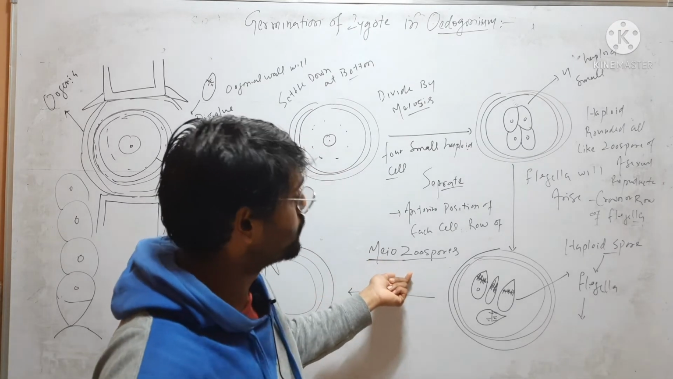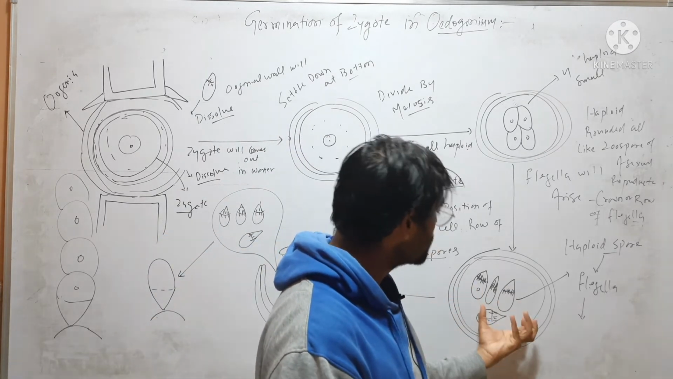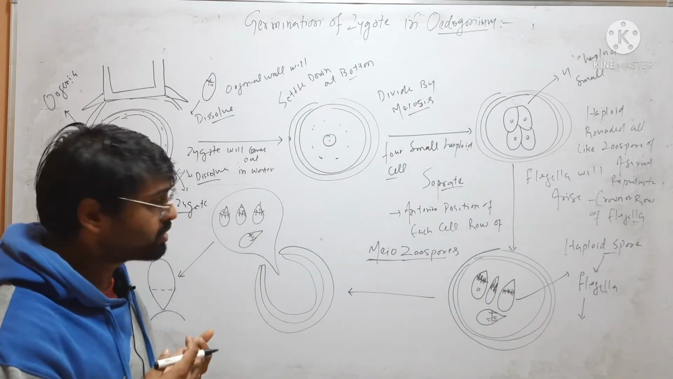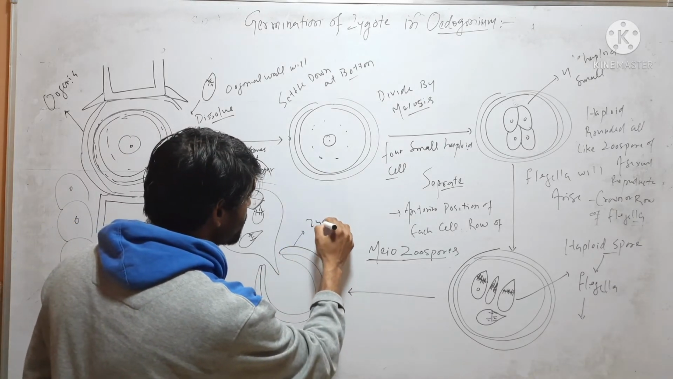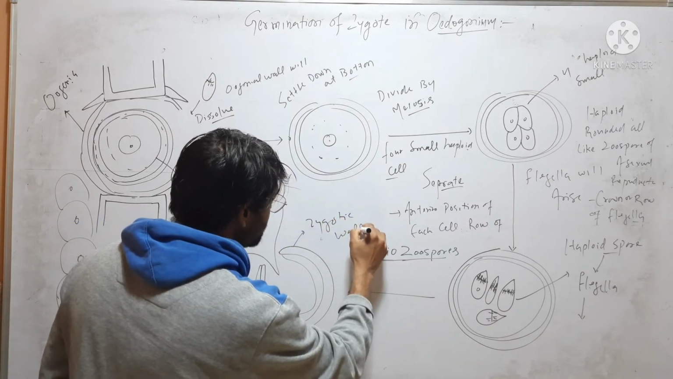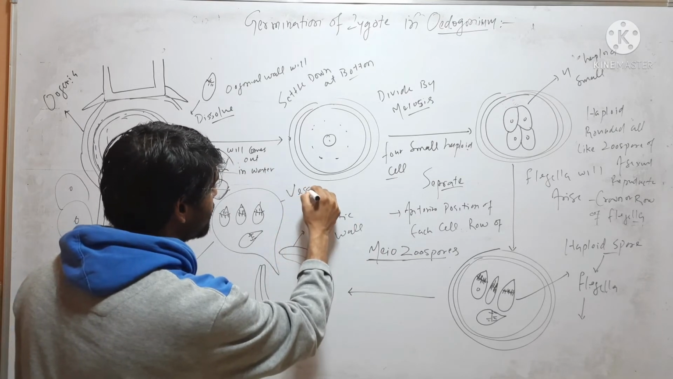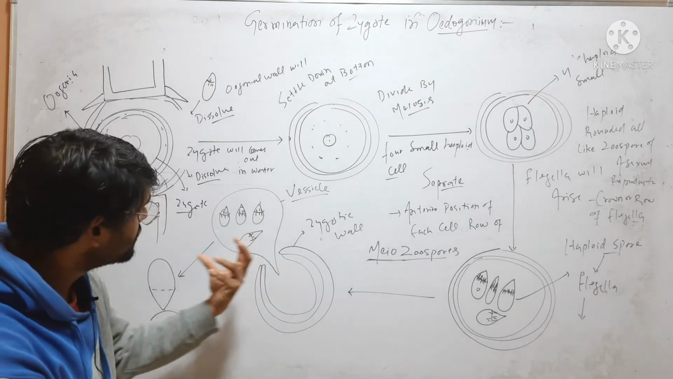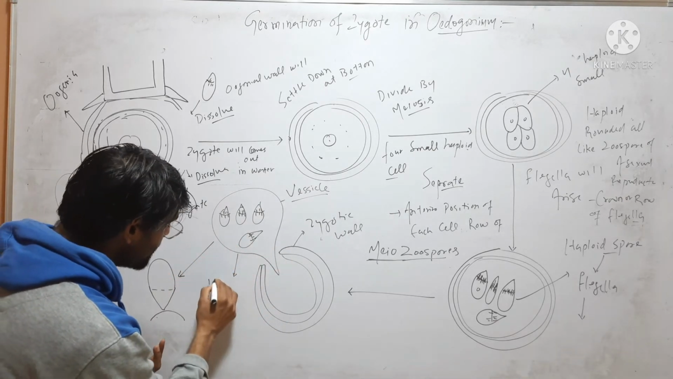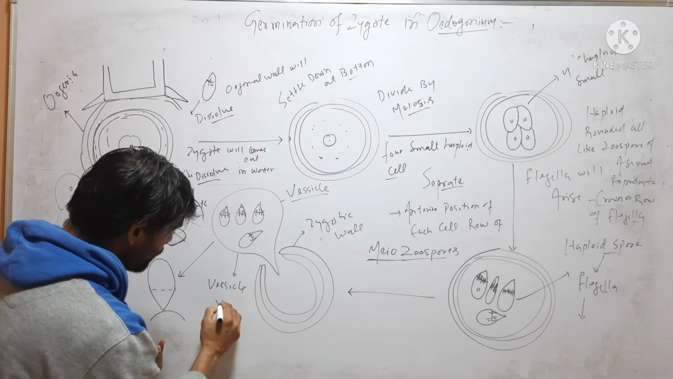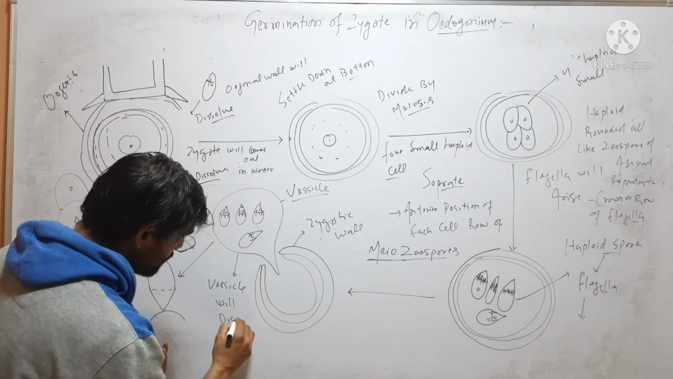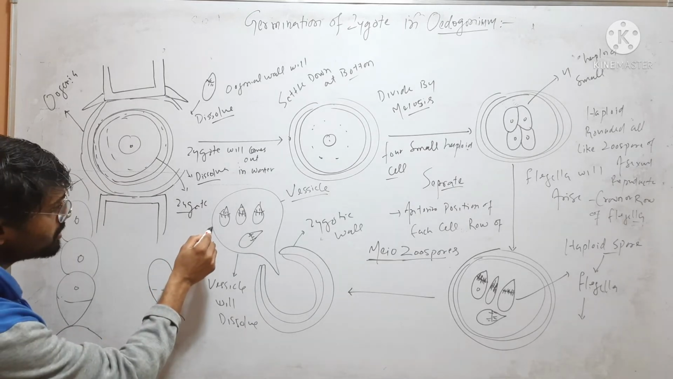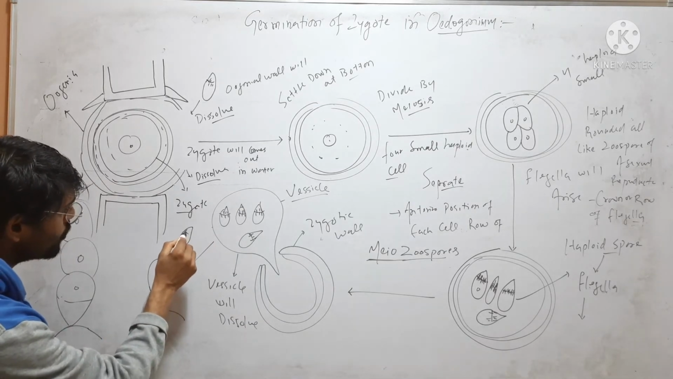So after maturation, these meiospores come out by dissolution of the zygotic wall, in the form of a vesicle. So this is the vesicle. Soon the vesicle will dissolve, and after dissolution of the vesicle, they will come out in water.